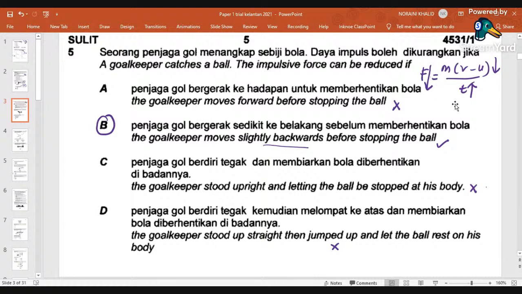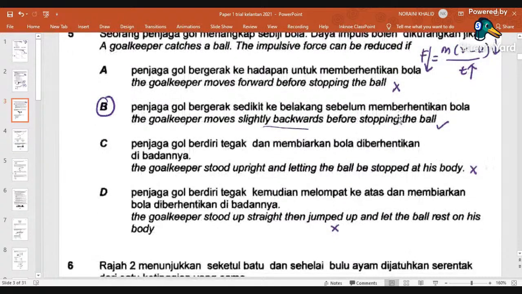Same thing, if you want to catch the ball using your hand, you need to move your hand a bit backward before you catch the ball. You cannot run forward and try to catch the ball, because that one will cause a larger force act on your hand. Okay. Number 6.